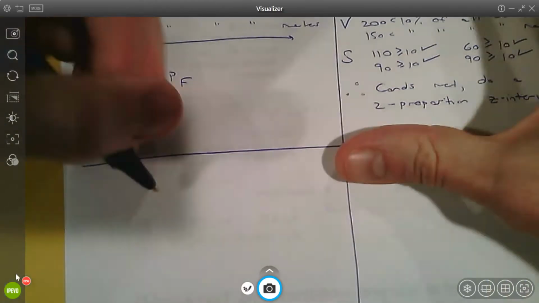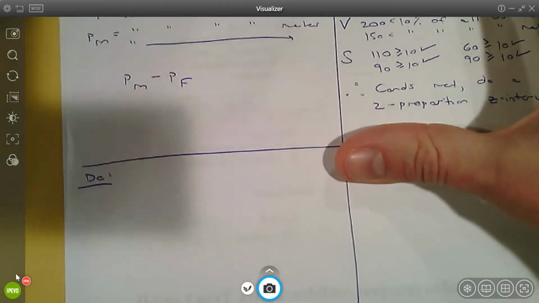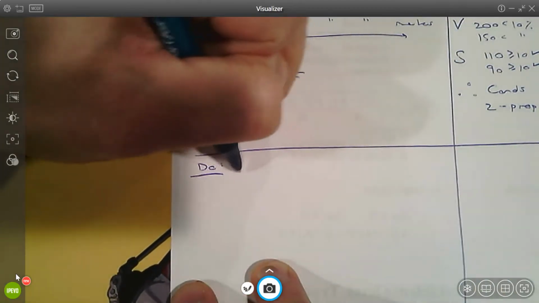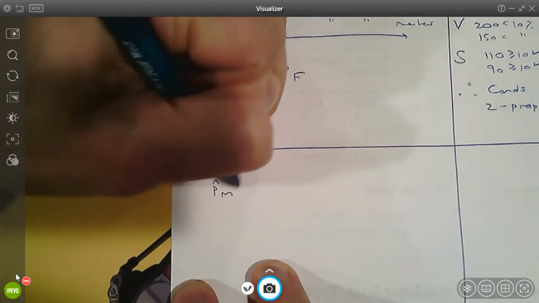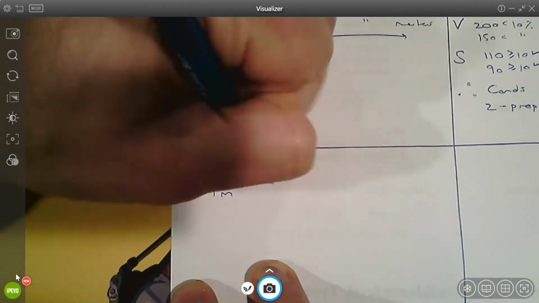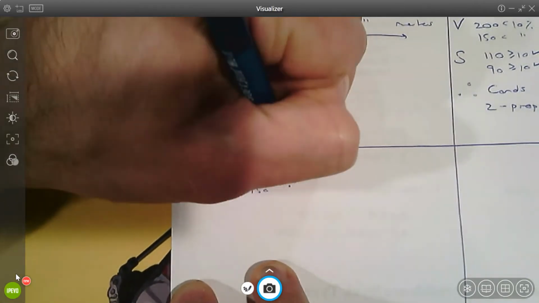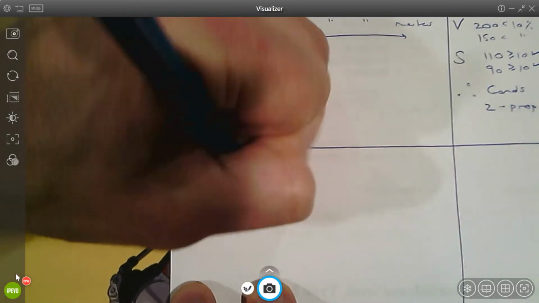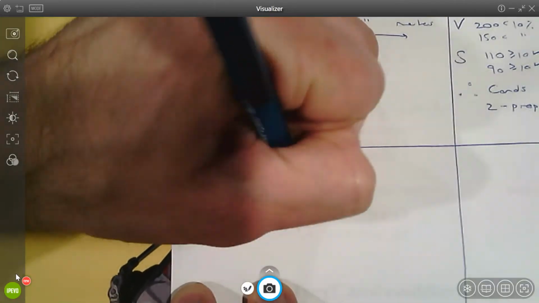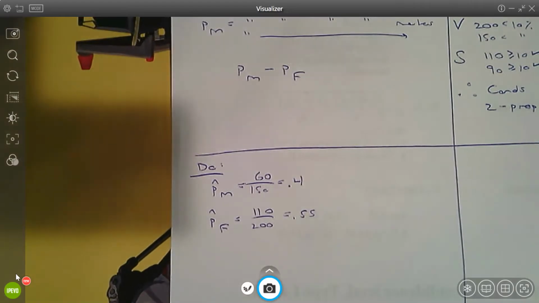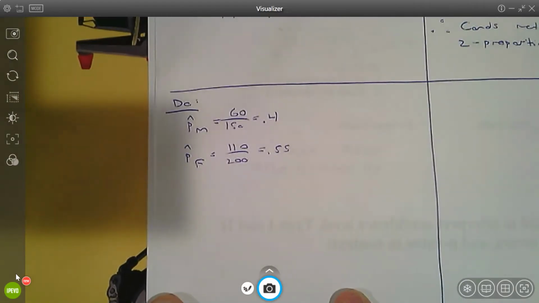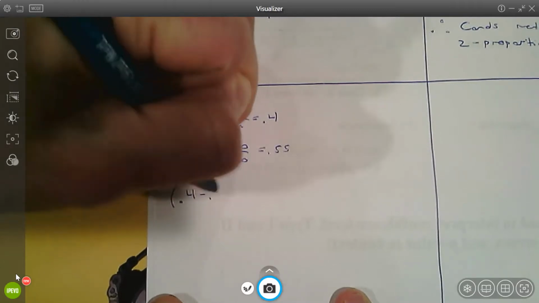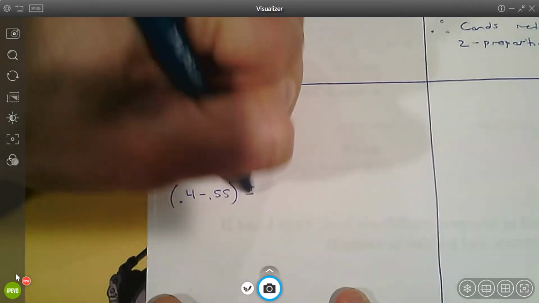Okay, on to the do step. The do step is going to look like this. We have to figure out our sample proportions. So the sample proportion for males was 60 out of 150, or 40%. And for females, 110 divided by 200, or 55%. So the statistic is going to be the difference. I decided to do male minus female.